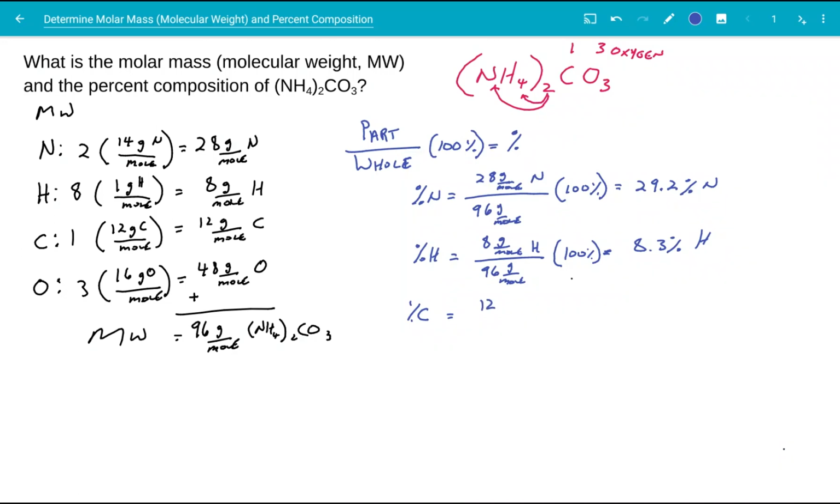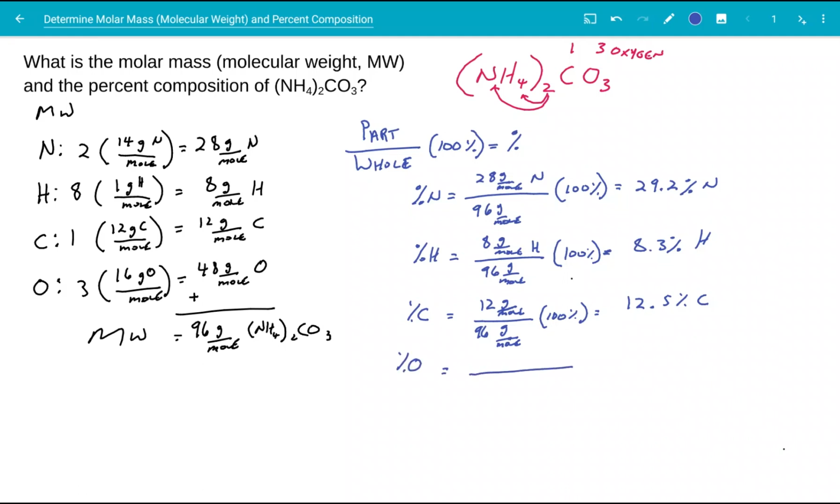Okay, that'll be 12 grams. And yes, I'm writing this out because I'm trying to make sure that you understand quite clearly that these numbers are coming from the molar mass. And again, the units do cancel, but be patient because you're a beginner. You probably are learning this for the first time. So times 100%. Okay, and that's going to give us 12.5% carbon.